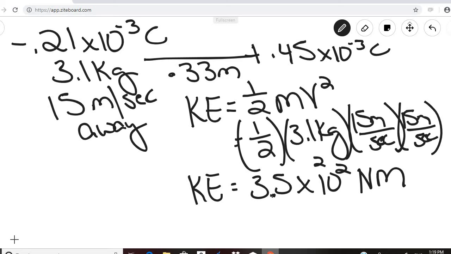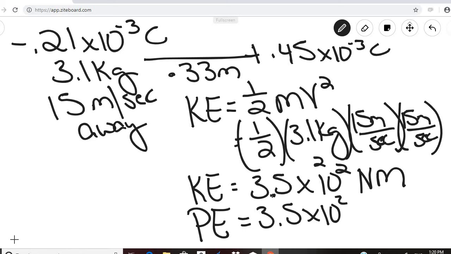Well, we want to know if the kinetic energy decreases by 3.5 times 10 squared Newton meters, then the potential energy has to increase by that much. So the potential energy would be equal to 3.5 times 10 squared Newton meters. The kinetic energy is going to be decreasing by that much, so this has to be increasing by that much.